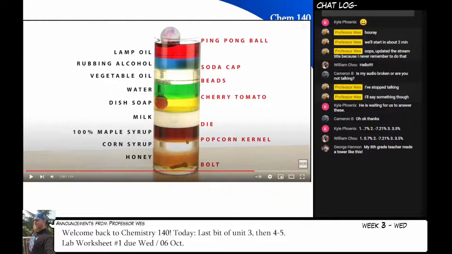A ping pong ball is mostly air. So even if you try to submerge that, it will just pop right back up to the surface because its density is very low. It's just mostly air. And then all the other things are ranged by their density. So you could see those in here. And so yeah, that's a density column.